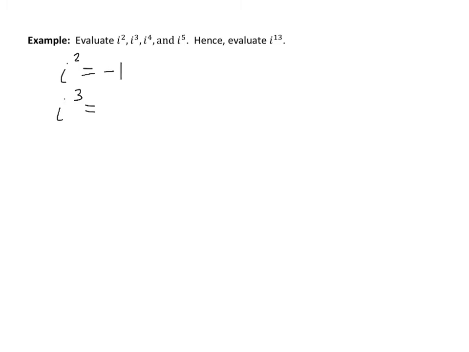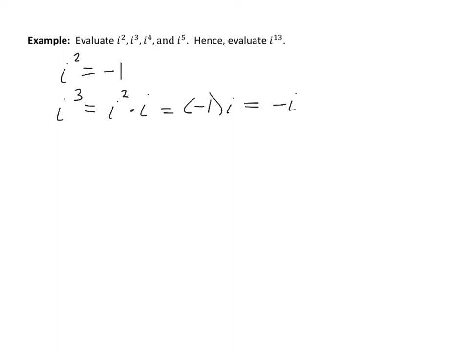i cubed is just going to be i squared times i. But i squared is negative 1, and so negative 1 times i, well, this is just negative i, right? We don't need some new, weirder imaginary number like a capital I or something for this.